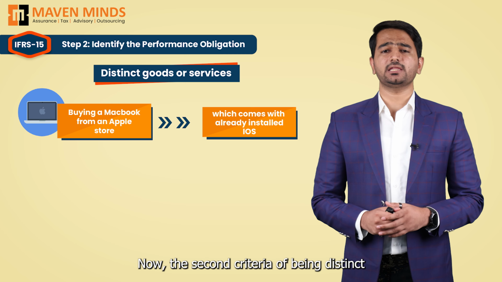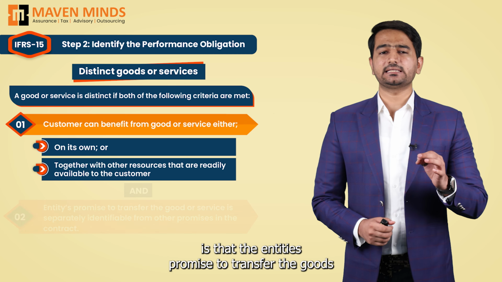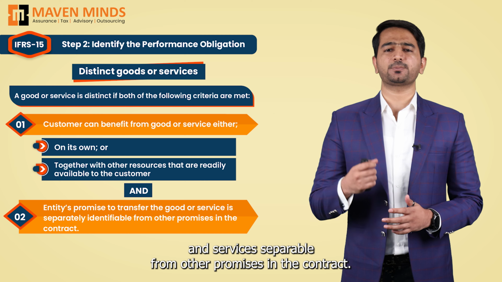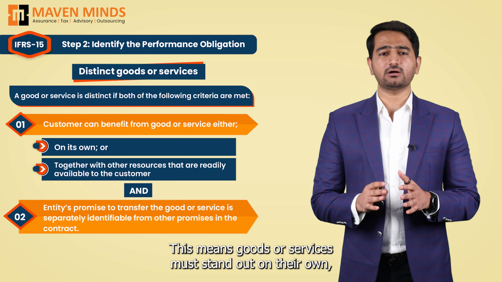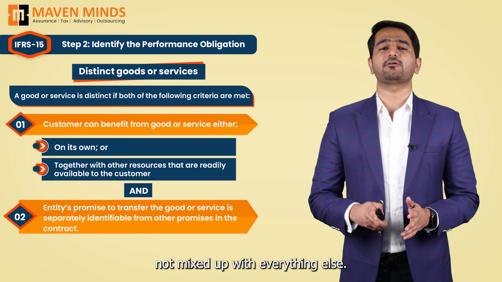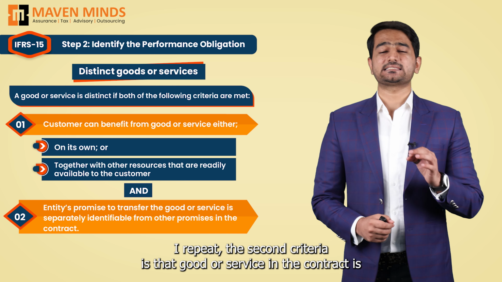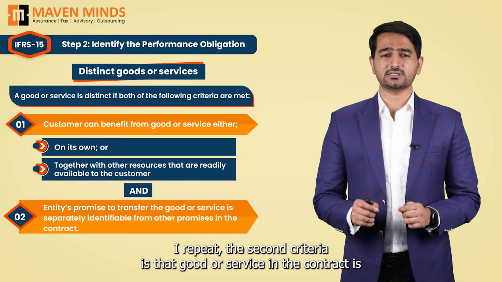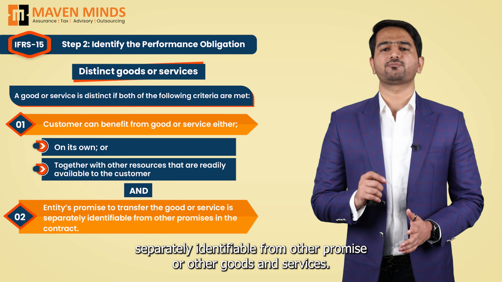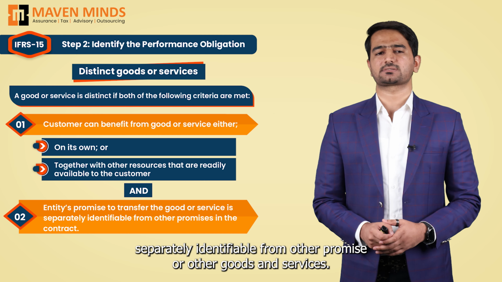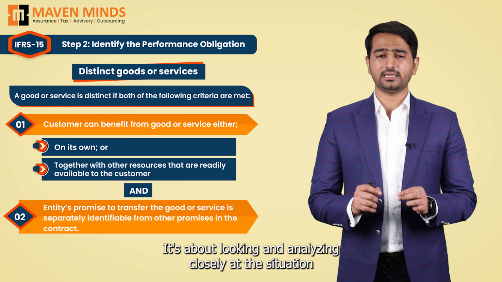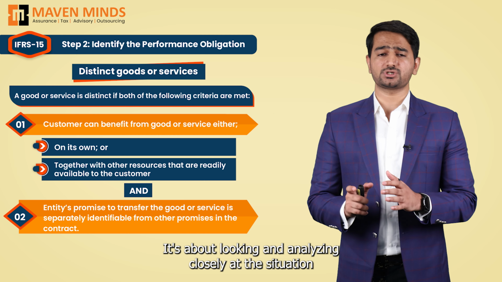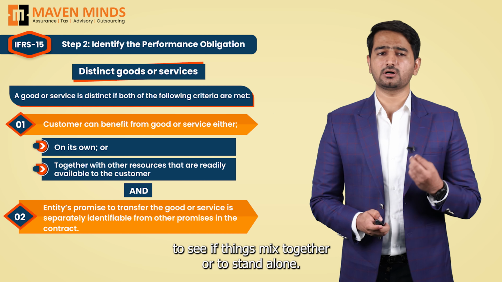Now, the second criteria of being distinct is that the entity's promise to transfer the goods and services is separable from other promises in the contract. This means goods or services must stand out on their own, not mixed up with everything else. I repeat, the second criteria is that the good or service in the contract is separately identifiable from other promises or other goods and services. This criteria is all about using your judgment. It's about looking and analyzing closely at the situation to see if things mix together or stand alone.